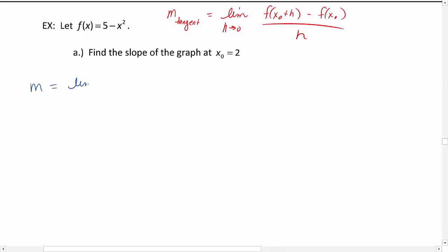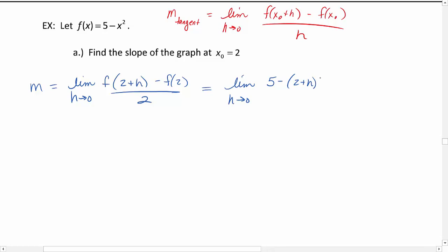So m is going to be the limit as h approaches 0 of f of 2 plus h minus f of 2 all over h. Let's plug that into our function. The limit as h approaches 0 of 5 minus (2 plus h) squared minus (5 minus 2 squared), all over h. I'm plugging 2 in for x.